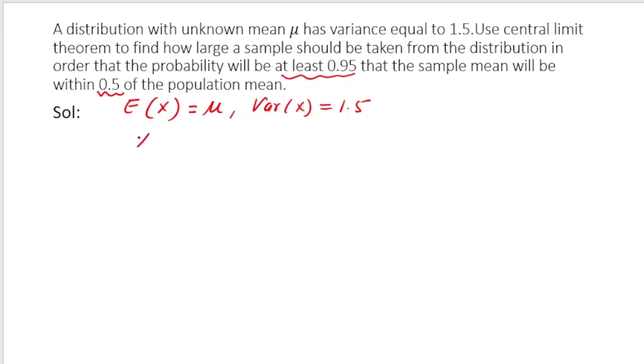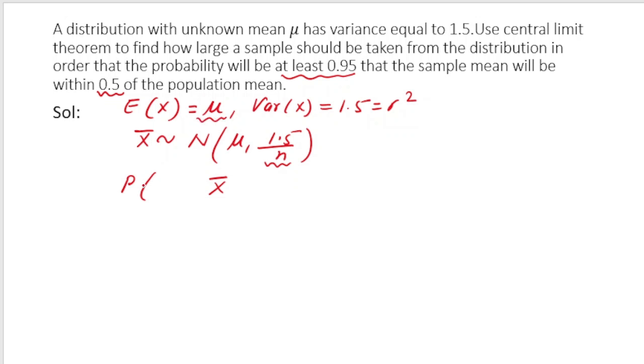So the sample mean, let us call it x bar, and from the central limit theorem we know that x bar follows the normal distribution with mean mu and variance sigma square. Here sigma square is given to be 1.5, so 1.5 by n, and in the question we have to find this value of n, right? It is also given that we are going to find n in such a way that the probability that x bar, the mean, lies within 0.5 of the population mean.